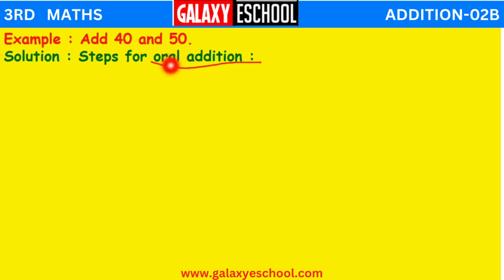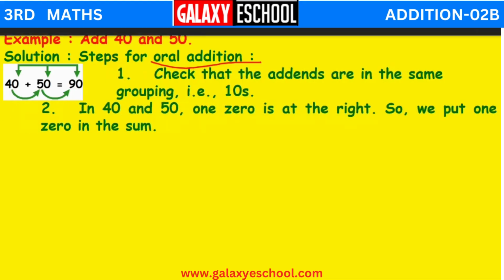So oral addition means adding numbers through your mouth. No need of paper and pencil. You can simply add the numbers using your mouth. Yes, so that is called oral addition. Now the first example is add 40 and 50. Now what should we do for oral addition?